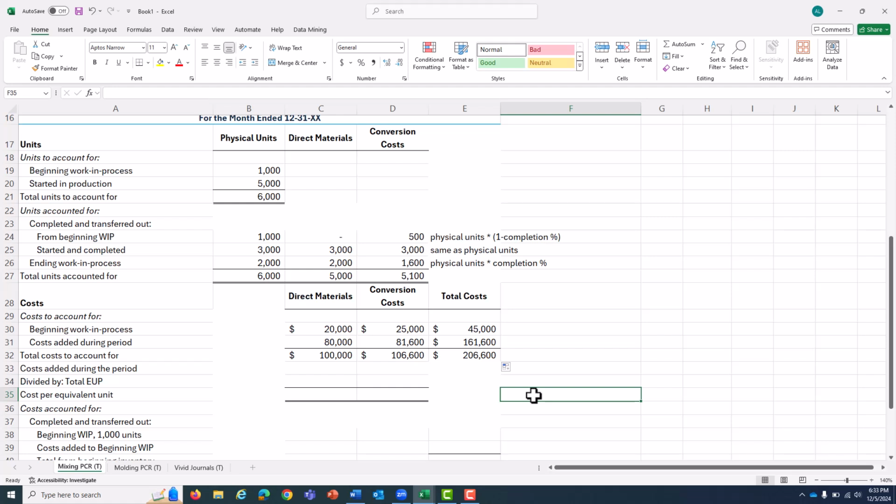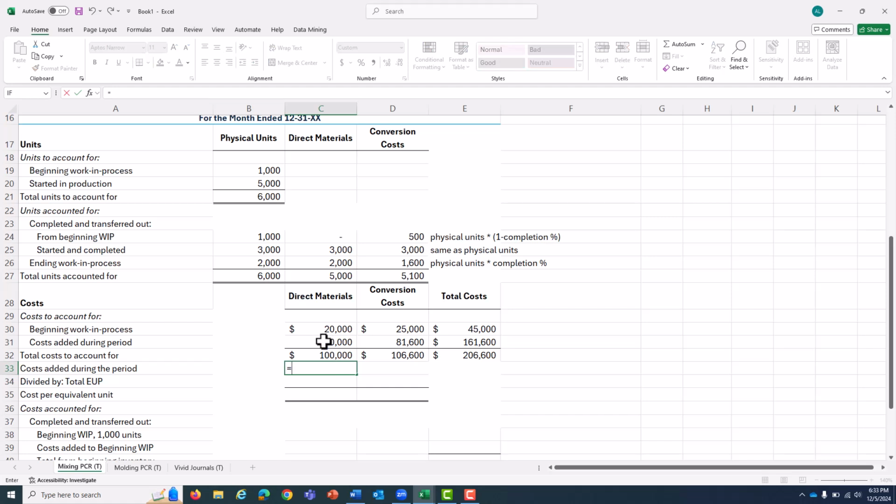Well, what is our cost per equivalent unit going to be? The first thing we want to do is take the cost that we added during the period for direct materials and conversion costs. And we have those right up above. We added $80,000 in material costs and $81,600 in conversion costs. For those costs, how many equivalent units could we have made? Well, for direct materials, we know that $80,000 was enough to make 5,000 batches of crayons from start to finish, our equivalent units. And for conversion costs, that $81,600 was enough to make 5,100 batches of crayons from start to finish.